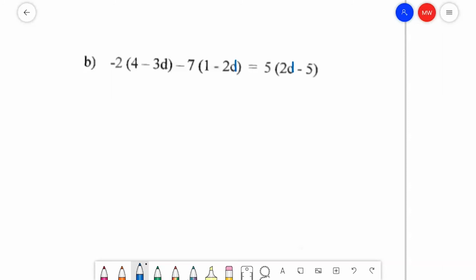We're going to do the same thing. We're going to expand, collect like terms, and solve. So minus 2 times 4 makes minus 8. Minus 2 times minus 3d makes positive 6d's. Minus 7 times 1 makes minus 7.